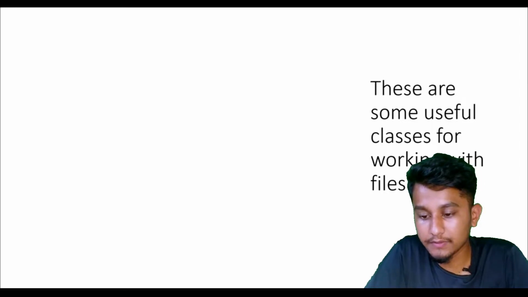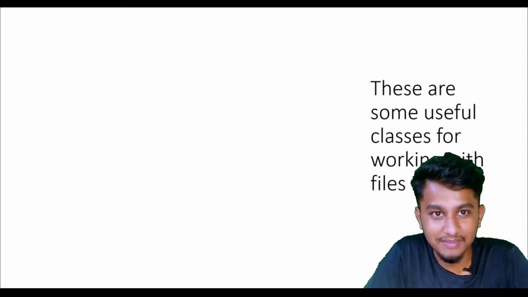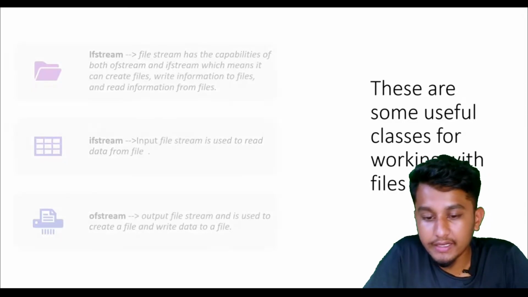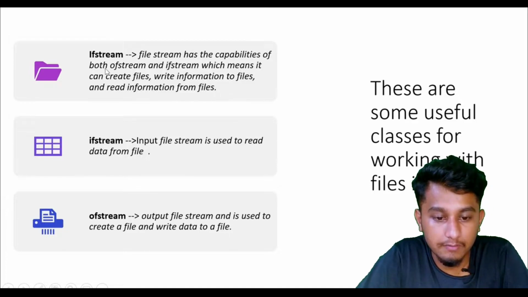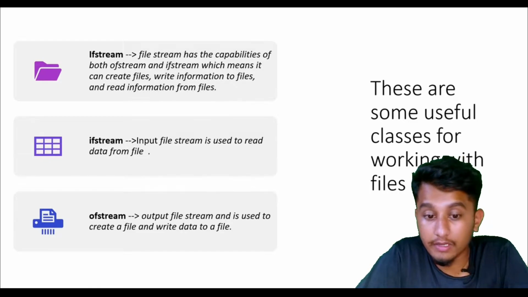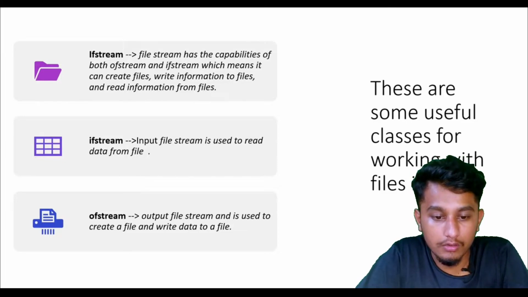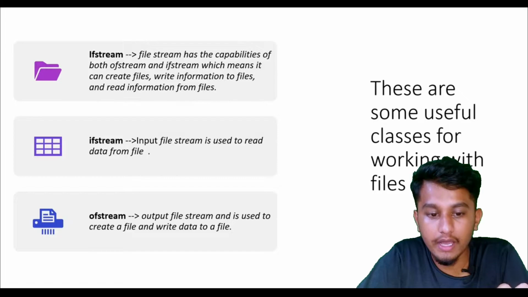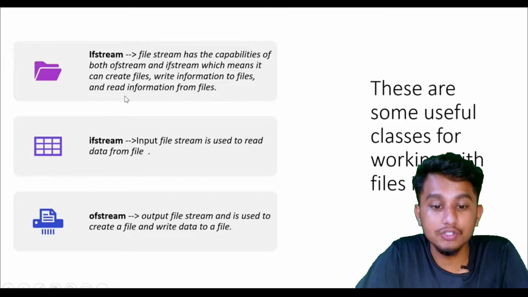So first of all, you should know about some of the very useful classes for working with files in C++. Here I have written C++, and here this is fstream. This class has the capabilities of both ofstream and ifstream, which means it can create files, write into files, and read information from files. We will do both things, input and output, with fstream. So this consists of both input and output functions, or let's say file stream.